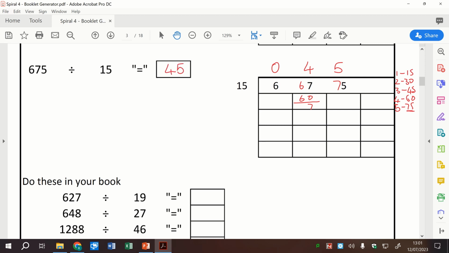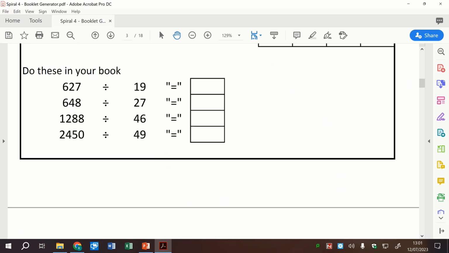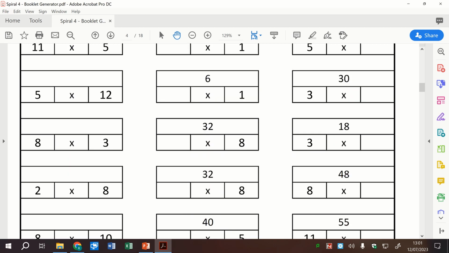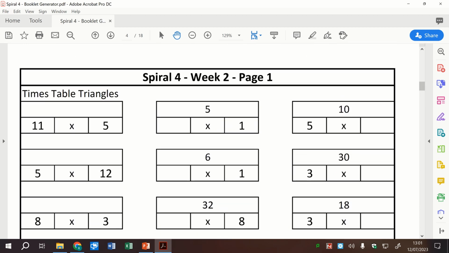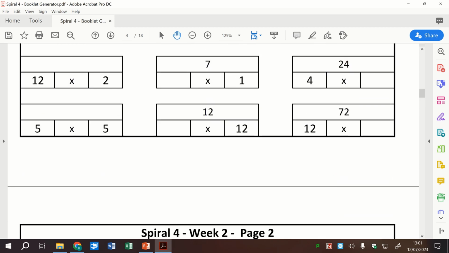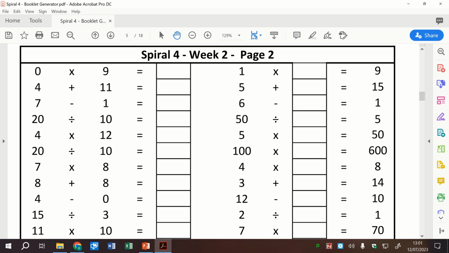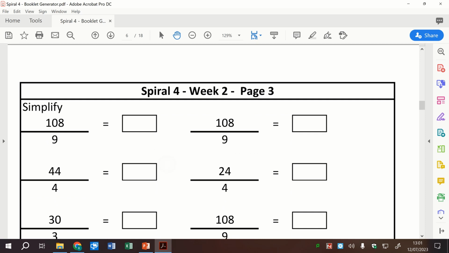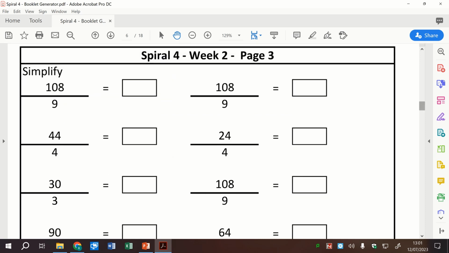So 675 divided by 15 is 45. Okay? Right, so what I've got down here are some other questions to do in your book. Just practice them, just get on with what you're doing. So we're on to another week. This is page 1, you know how to do that. This is page 2, you know how to do that. Here we go to page 3. Not quite so sure about this. Well, this is just division, and it's really dead simple.